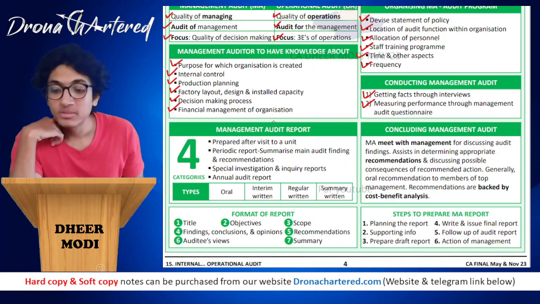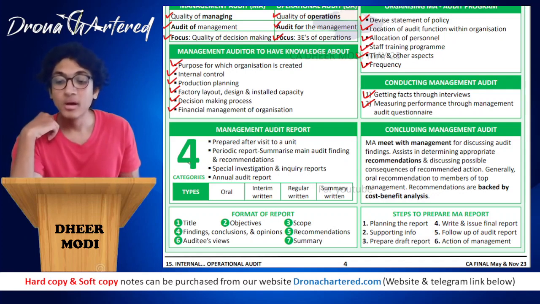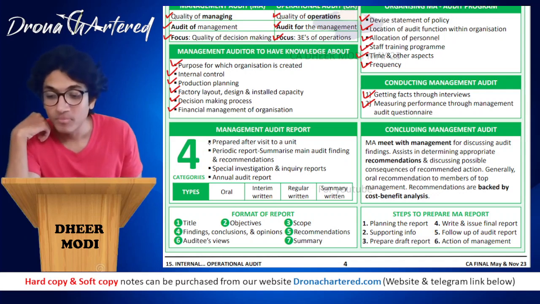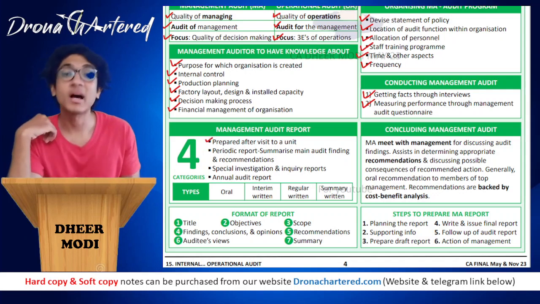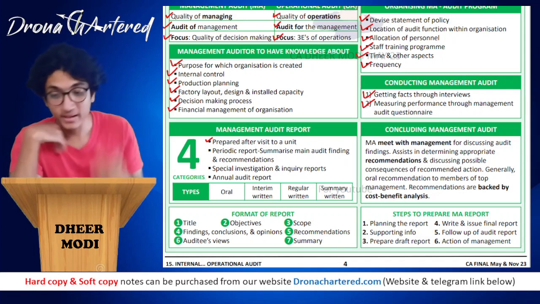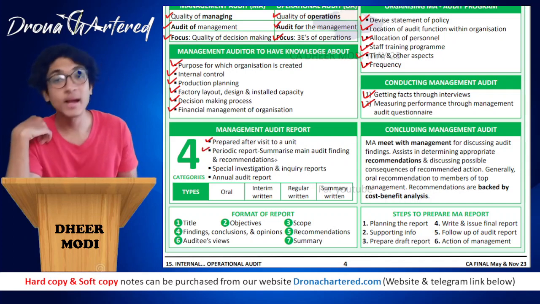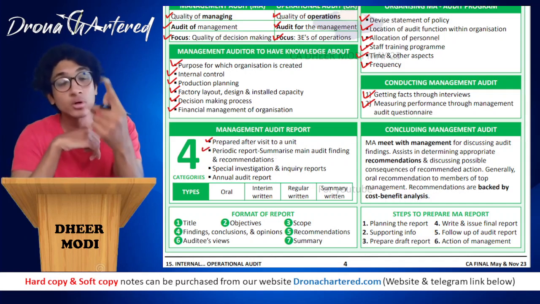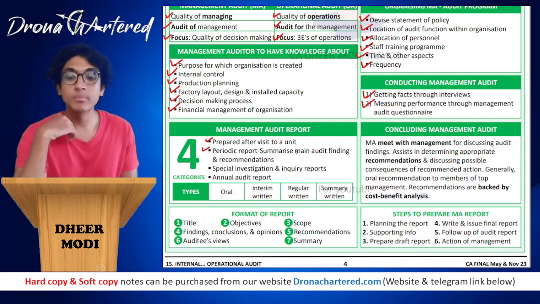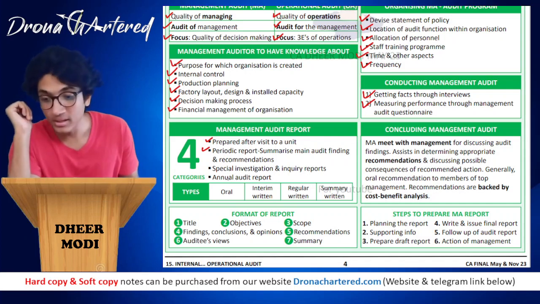Next is your management audit report. Talking about the management audit report, there are four categories. First is the report which is prepared after a visit to a unit. After you visit a unit, the report that you make is this one. Next is the periodic report, which summarizes main audit findings and recommendations. If you remember, we did this in internal audit also, where we did a quarterly report. So over here also it is a periodic report which summarizes the main audit findings and recommendations from different reports.